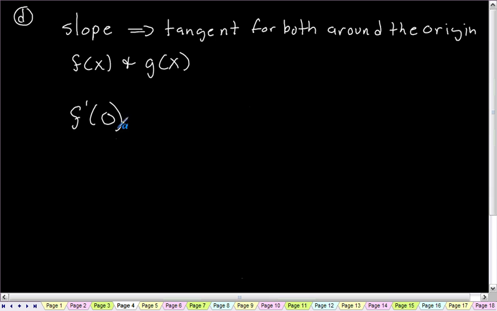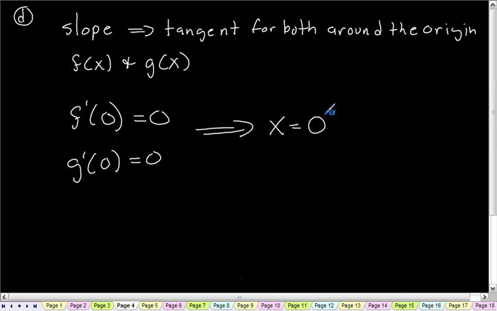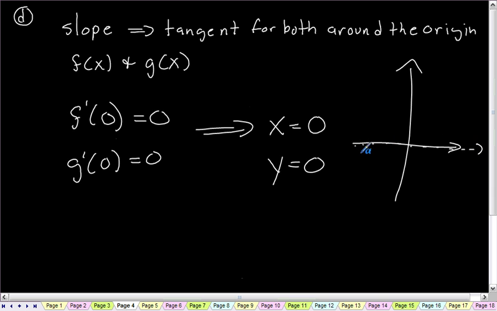The slope f prime of 0 gives a 0, and g prime of 0 gives a 0, which means the two lines are equal to 0, y equals 0. On the xy plane, remember that a line that has a 0 slope, y equals 0, is the actual x-axis. That right there is y equals 0. The x-axis is this. And that line is tangent right at the origin.